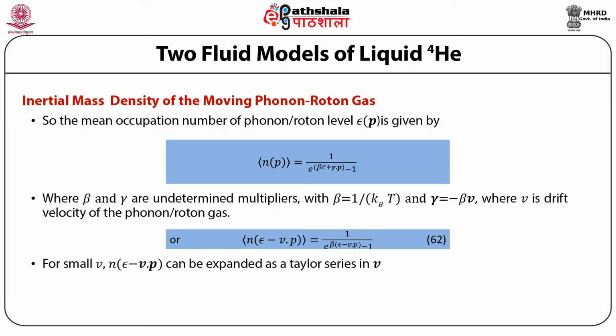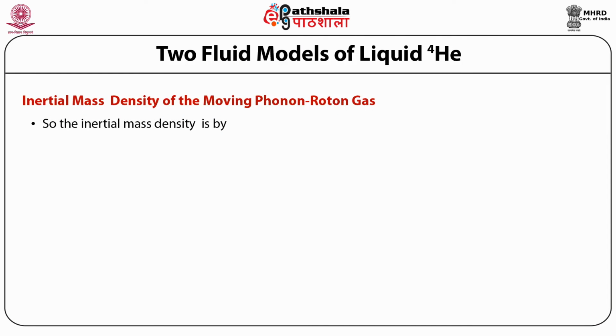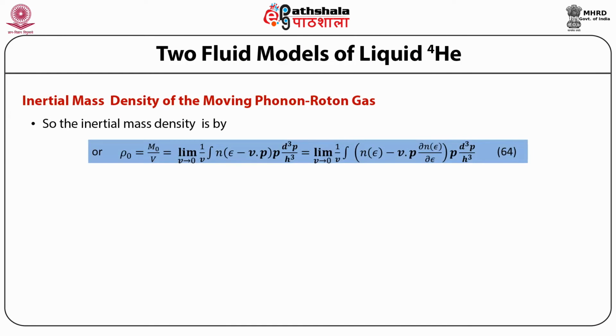For small v, n(ε - v·p) can be expanded as a Taylor series in v, or we can also write this as n(ε) - v·p ∂n(ε)/∂ε. So the inertial mass density is given by ρ0 = m0/v = limit v→0 of (1/v) ∫ n(ε - v·p) p d³p/h³, which is equal to limit v→0 of (1/v) ∫ [n(ε) - v·p ∂n(ε)/∂ε] p d³p/h³.